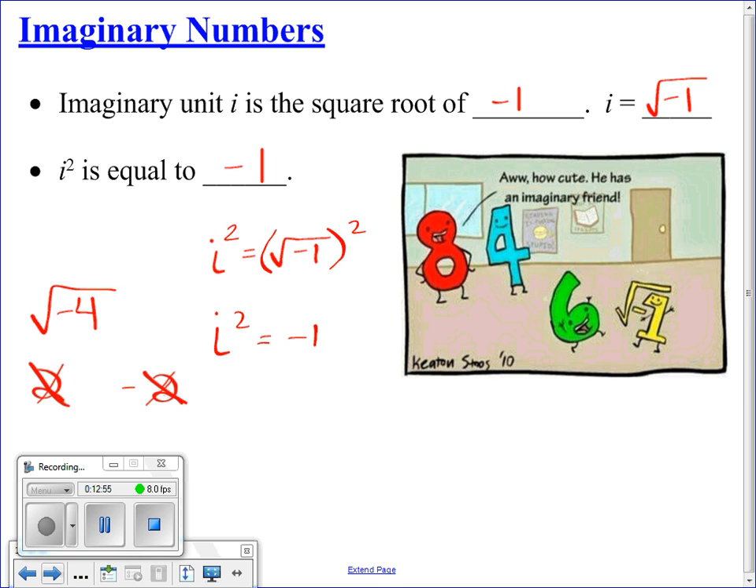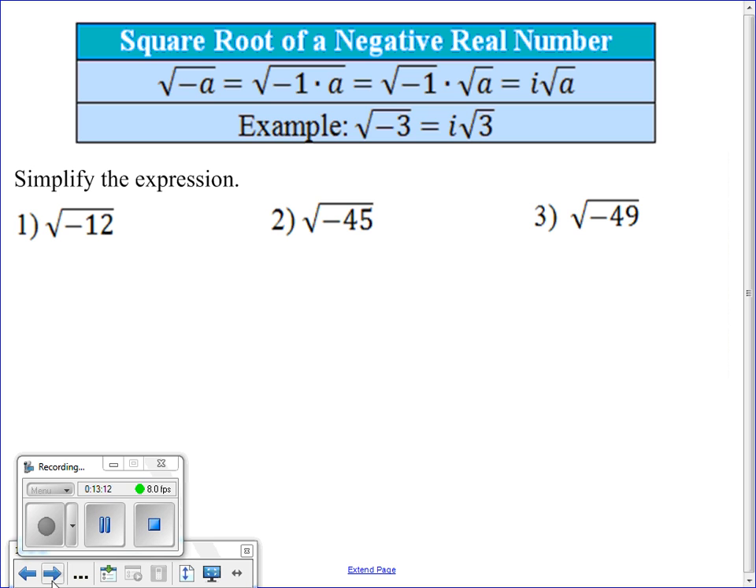If you go on into pre-calc or calculus, you get into a lot of looking at i cubed and i to the 4th and things like that. But for today, we need to make sure we know i is the square root of -1. All right, so let's practice and see how it works.